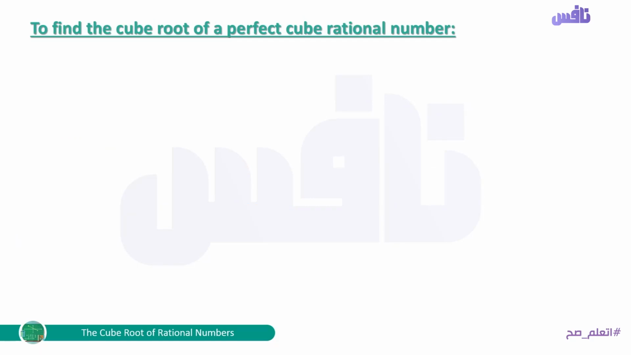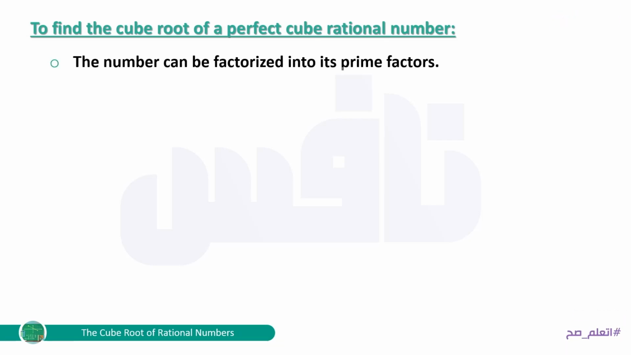Now we are going to learn how to find the cube root of a perfect cube rational number. We have two methods. The first one, the number can be factorized into its prime factors. We are going to solve examples related to this method. The second method, we can find the cube root of a rational number using a calculator. Okay, let's solve some examples related to the first method.